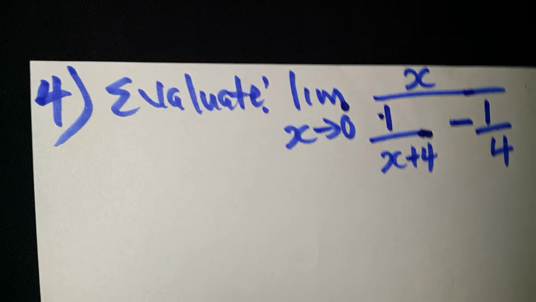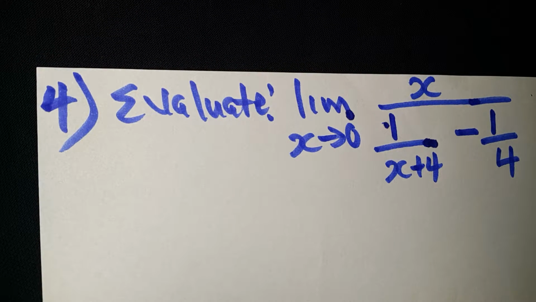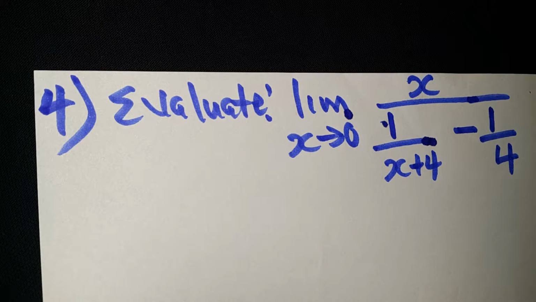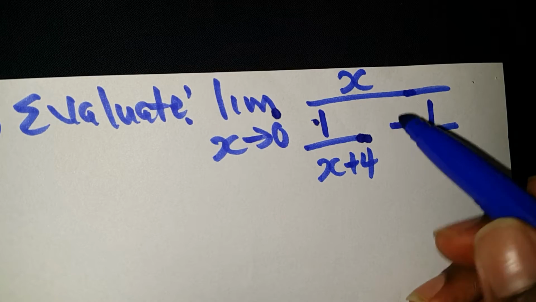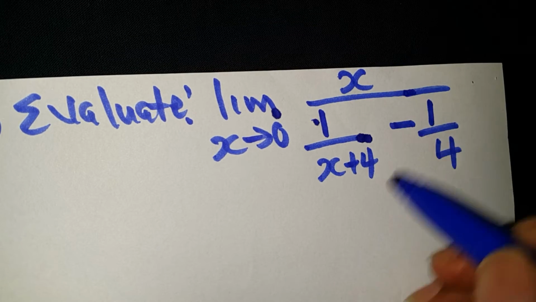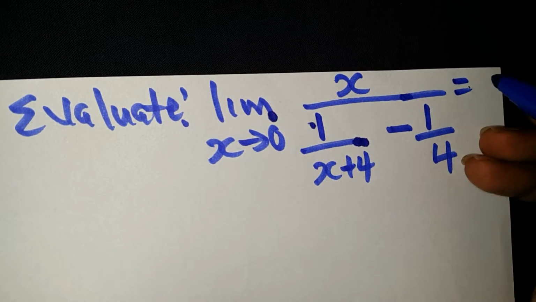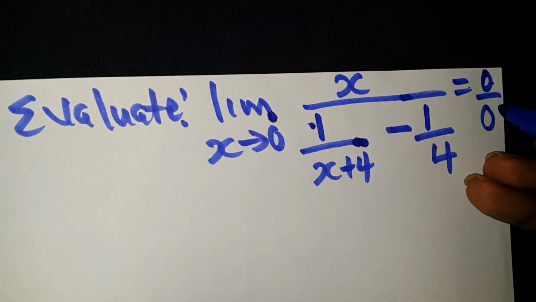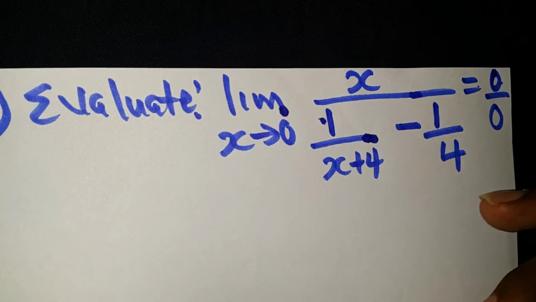So this is what I have so far. We have to evaluate this limit. If we plug in 0 into this function here, the answer I will be getting will be 0 divided by 0, and I can't leave it like this. That's why I need to use this technique.